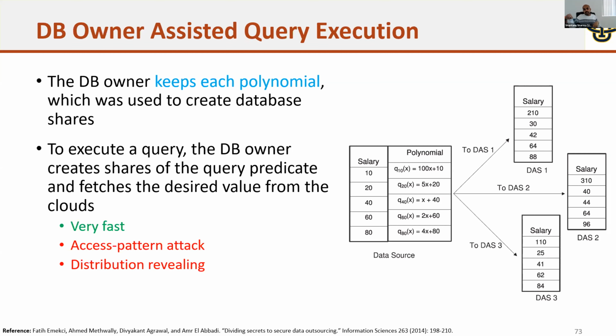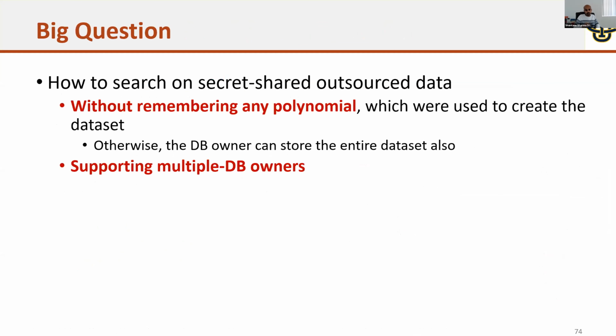The other problem is that it reveals the access pattern, because you are directly touching the rows that satisfy the query and sending them to the user. And if multiple rows satisfy the query, you also reveal how many rows you are sending for value 10, and how many for value 1. So you are revealing the distribution. This was the problem.